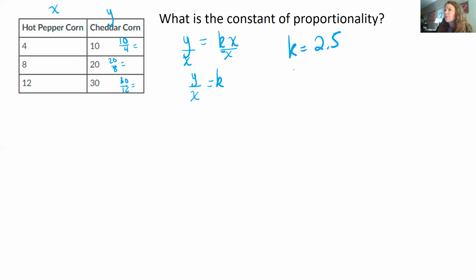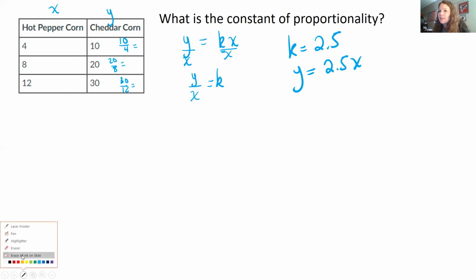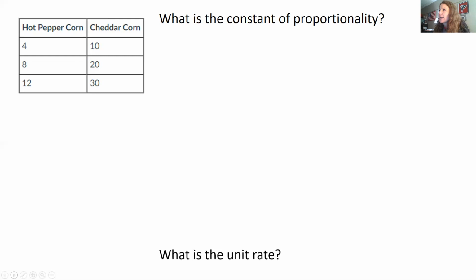So the equation would be y equals 2.5x. Let's just double check it. Is 20 divided by 8 also 2.5? Yep. And what about 30 divided by 12? It is 2.5. So that is the answer. 2.5 is the constant of proportionality.